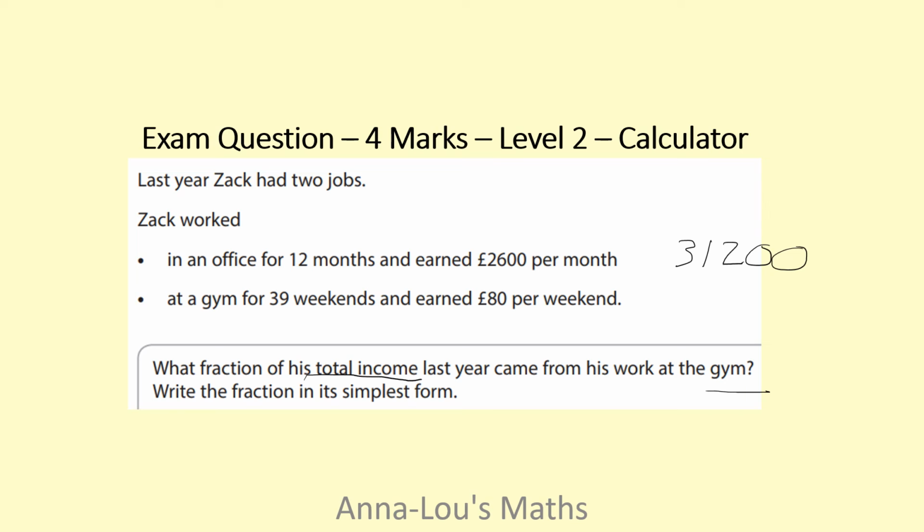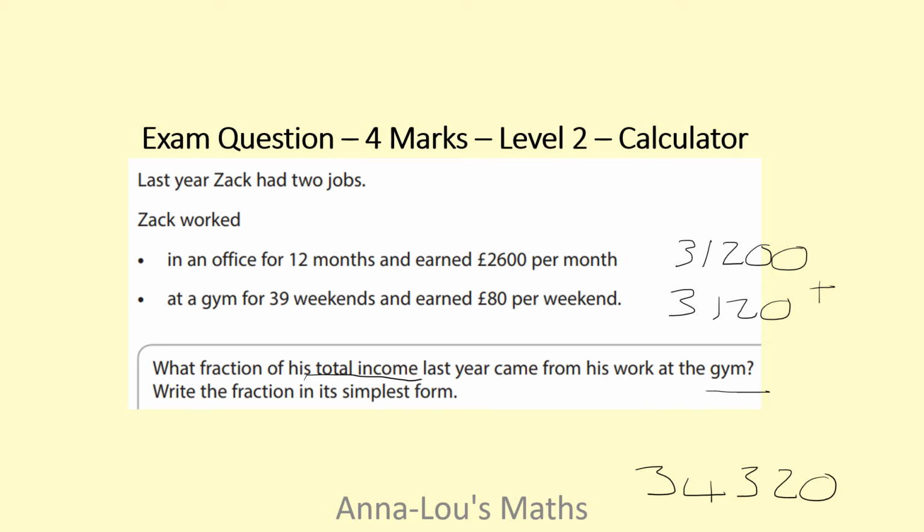39 weekends at £80 a weekend would have, if I times those two, I would have got 3,120. So that was his income from the gym. Mark number 1 on this question would be for working out either one of these. Mark number 2 then for this particular question was it asks us for the fraction of his total income. So my denominator is going to be his total income. So I would have needed to have added these two together. When I add these two together, I get 34,320. So mark number 2 would be for that.